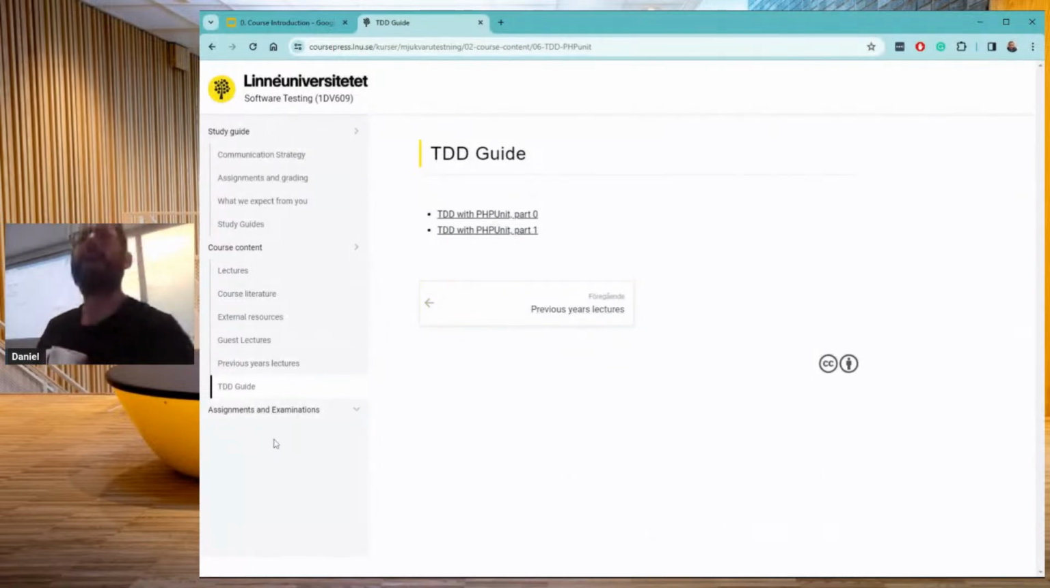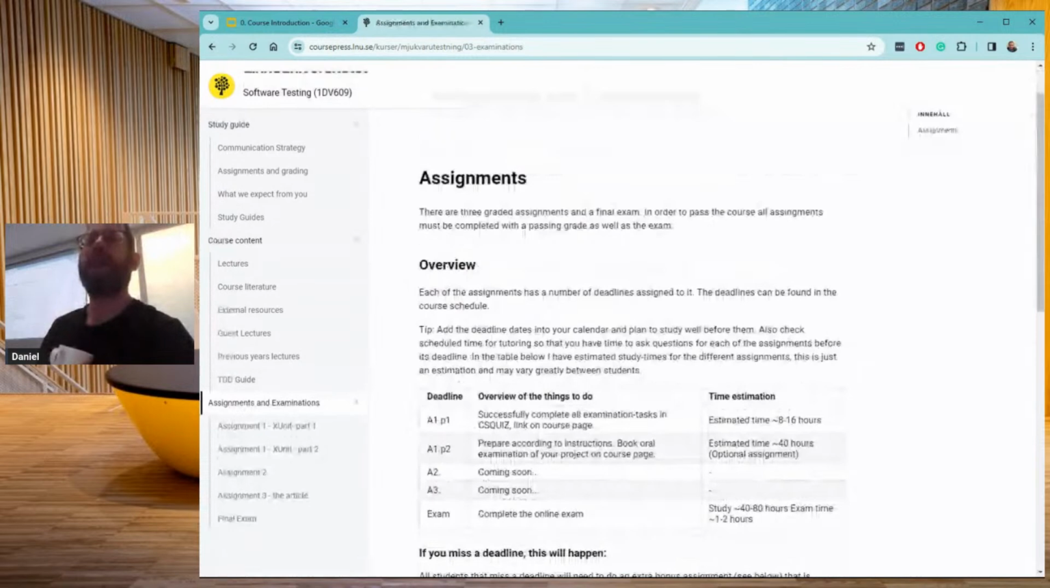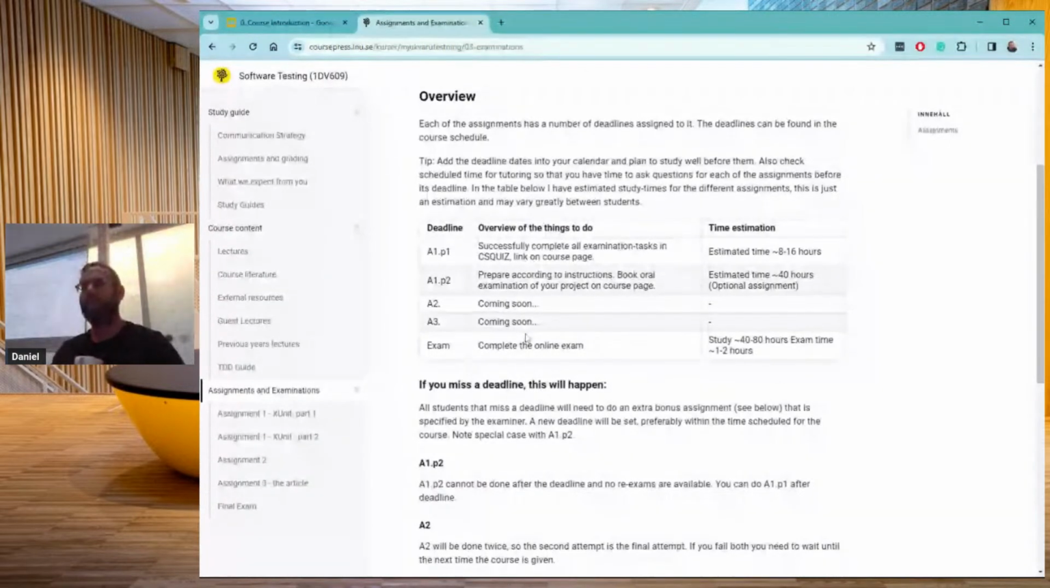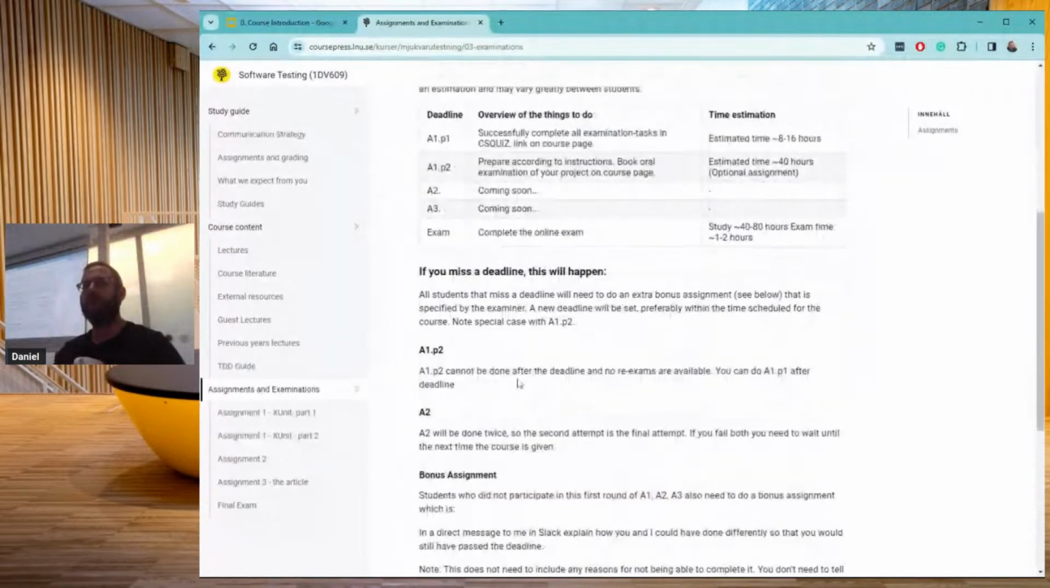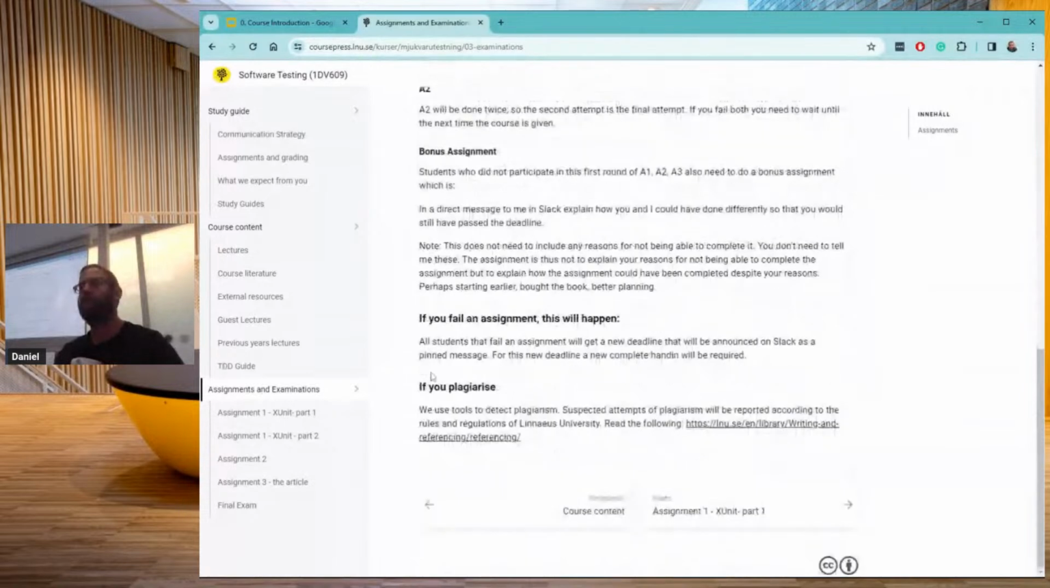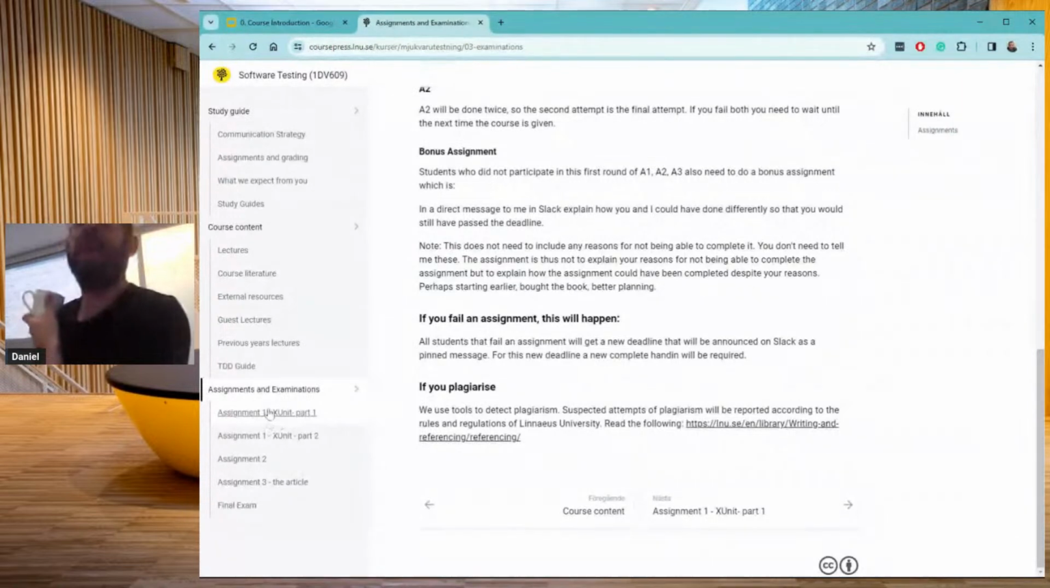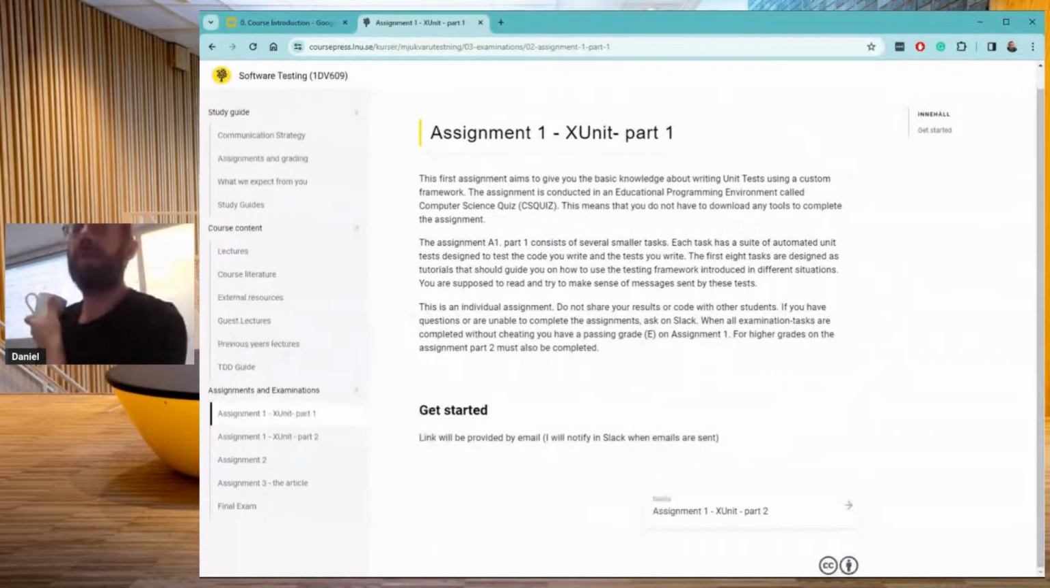And finally, assignments and examinations. This is the overview of the examinations. What happens if you miss a deadline? If you fail an assignment, this will happen. If you plagiarize, this will happen. And then the descriptions of the different assignments.